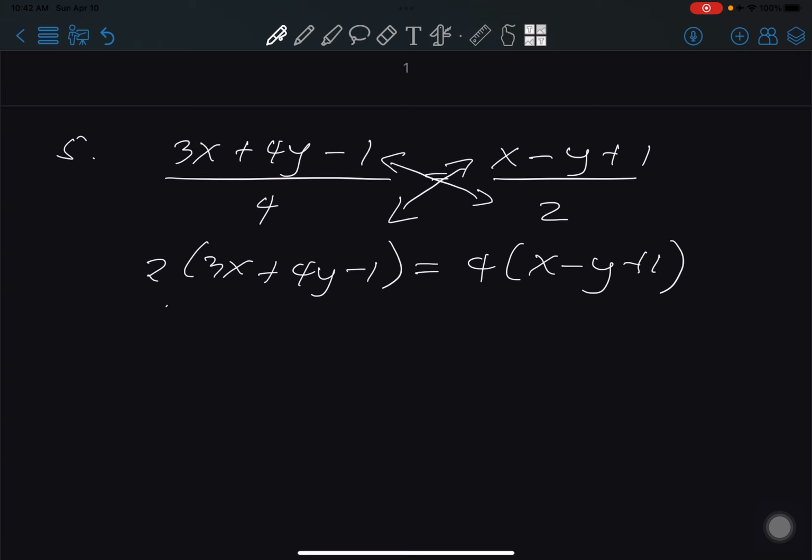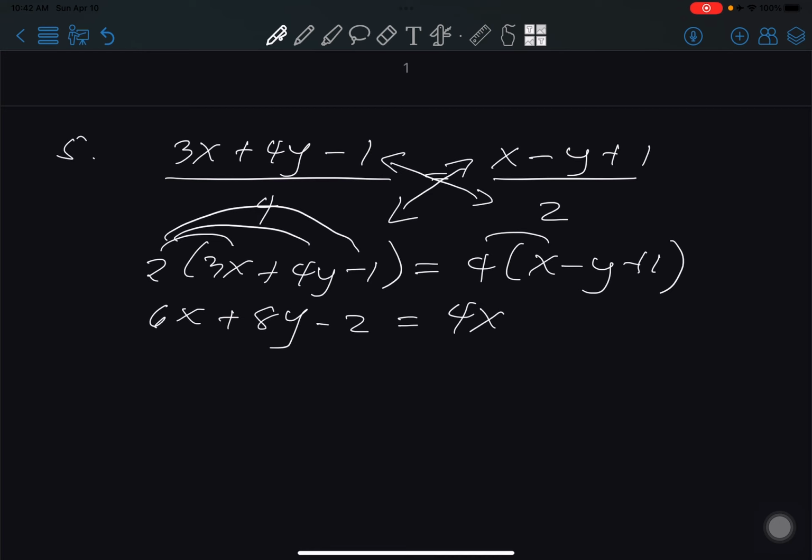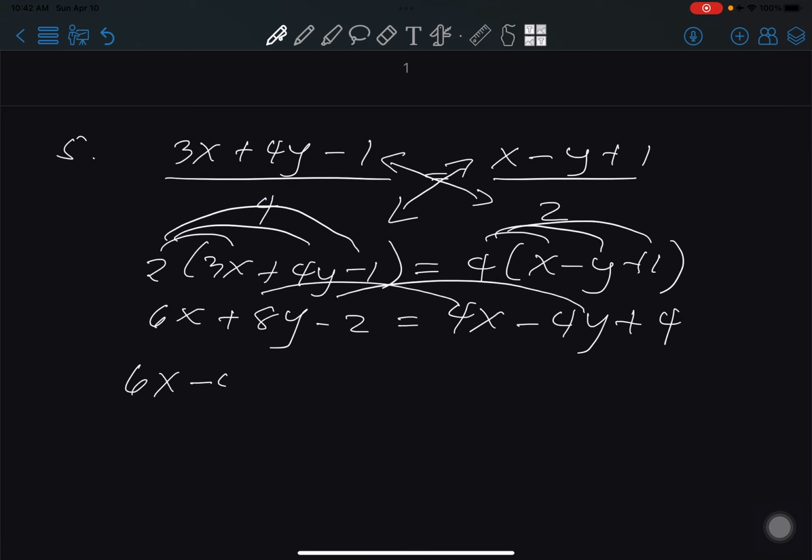Then you distribute. We have 6x, okay, then plus 8y, then 2 times negative 1, we have minus 2 is equal to 4x, then minus 4y, then 4 times 1, we have plus 4. Then combine like terms. Okay, so we have to transpose your 4x going here together with negative 4y or minus 4y to be transposed here. We have now 6x minus 4x plus 8y plus 4y is equal to 4.